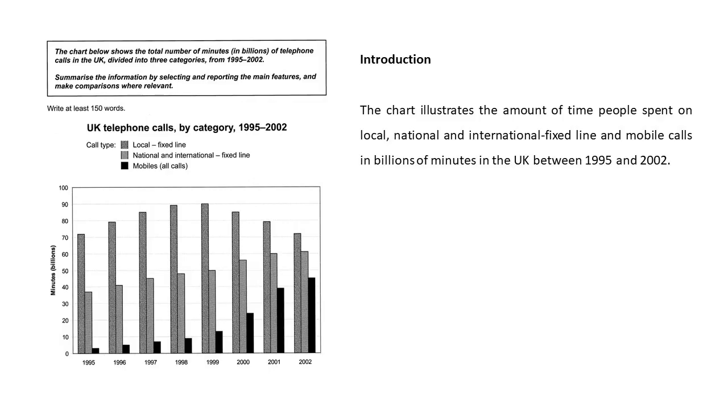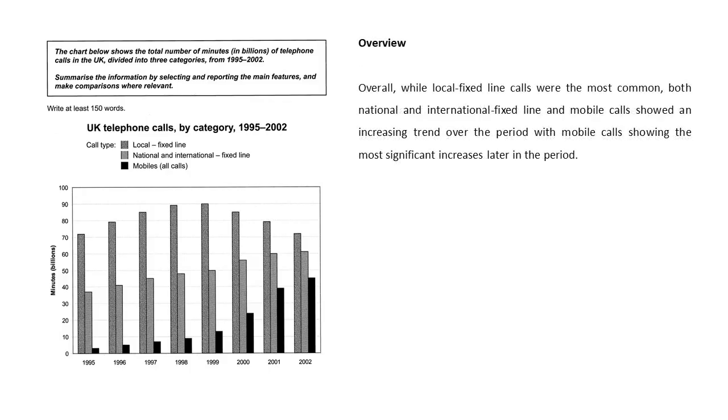Now, body two, of course, what am I going to do? I'm going to give the other ones. Okay, the national and mobile. In contrast, both mobile and national and international fixed line calls grew over the entire period. Of course, so that's what happened in the middle. So remember, I've already given the opening number in the previous paragraph. So now I start with what happened in the middle.